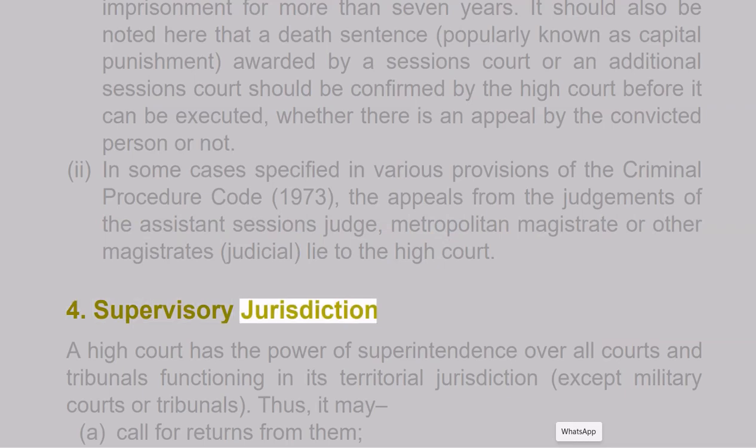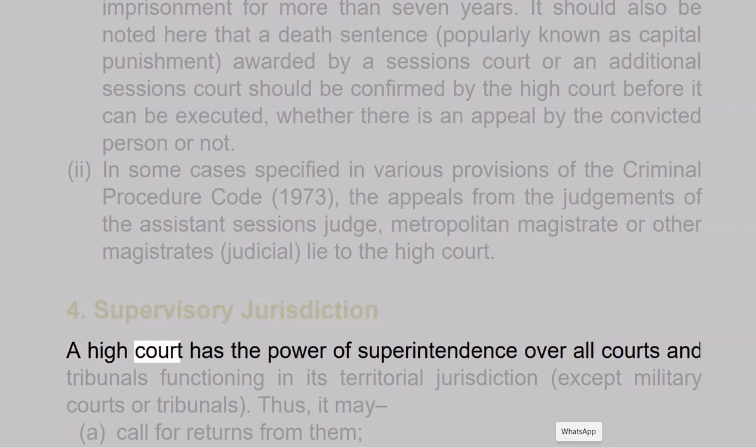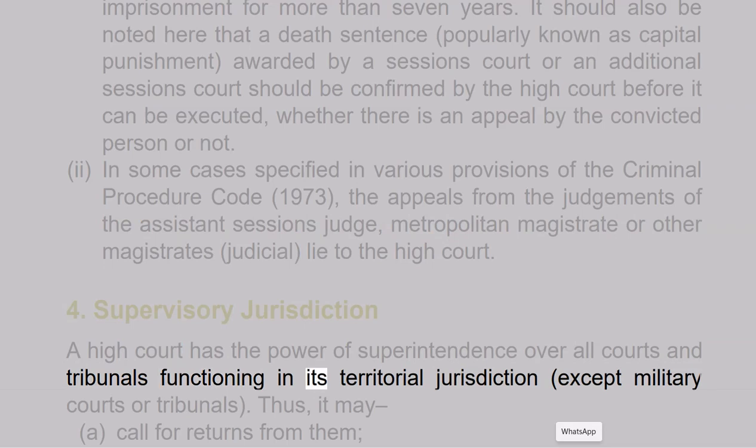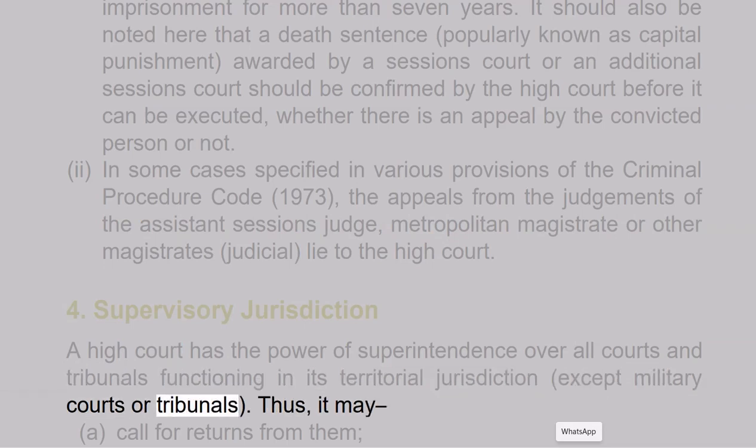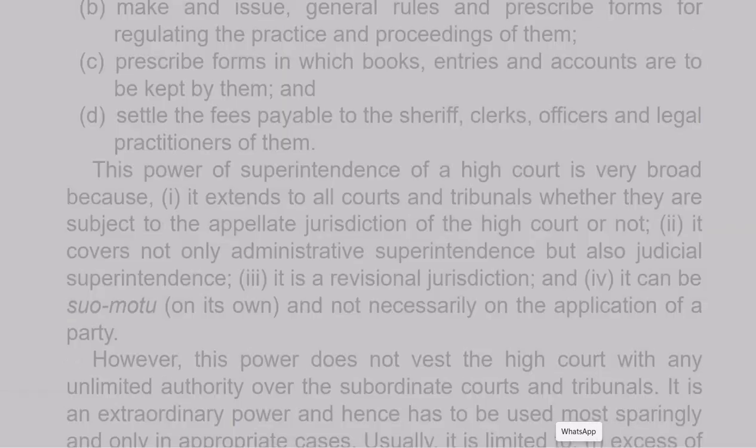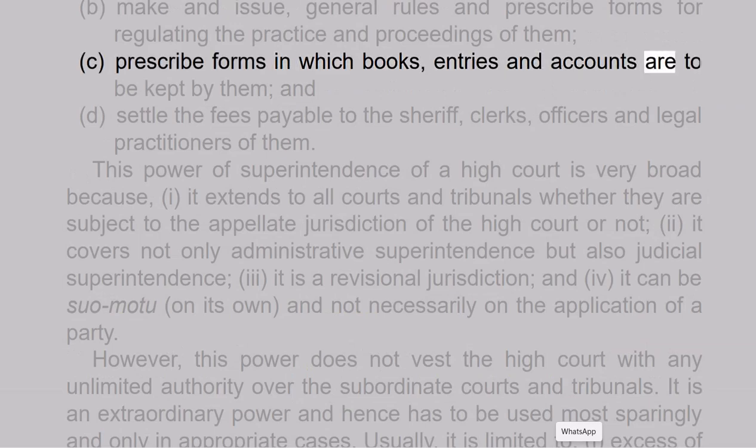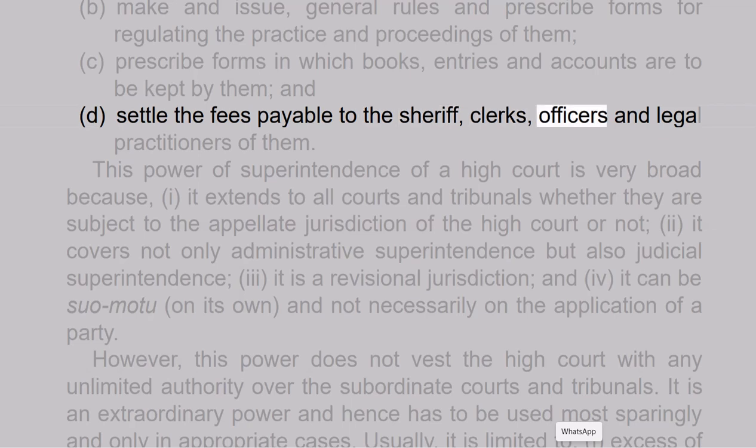4. Supervisory jurisdiction. A High Court has the power of superintendence over all courts and tribunals functioning in its territorial jurisdiction, except military courts or tribunals. Thus, it may a. Call for returns from them, b. Make and issue general rules and prescribe forms for regulating the practice and proceedings of them, c. Prescribe forms in which books, entries and accounts are to be kept by them, and d. Settle the fees payable to the sheriff, clerks, officers and legal practitioners of them.